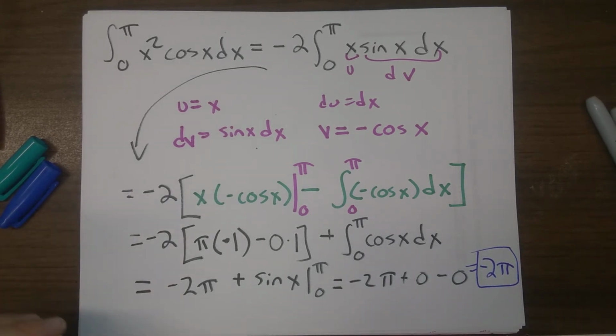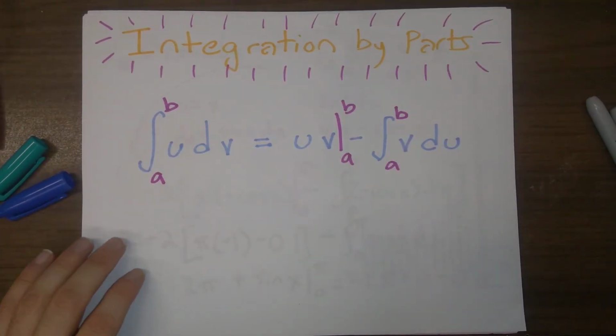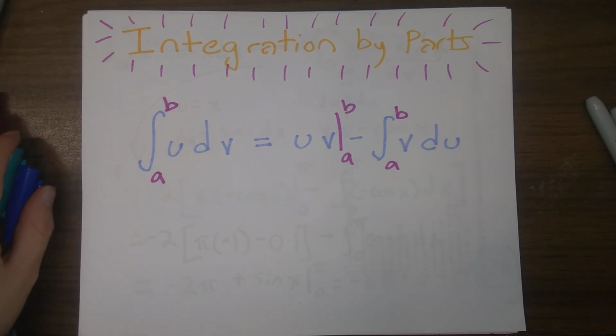So what's going on in this problem? Two things. Number one, realize that sometimes you have to use integration by parts more than once to get the answer that you're looking for. And the other thing is to realize that we can do integration by parts for definite integrals just like we can do integration by parts for indefinite integrals.